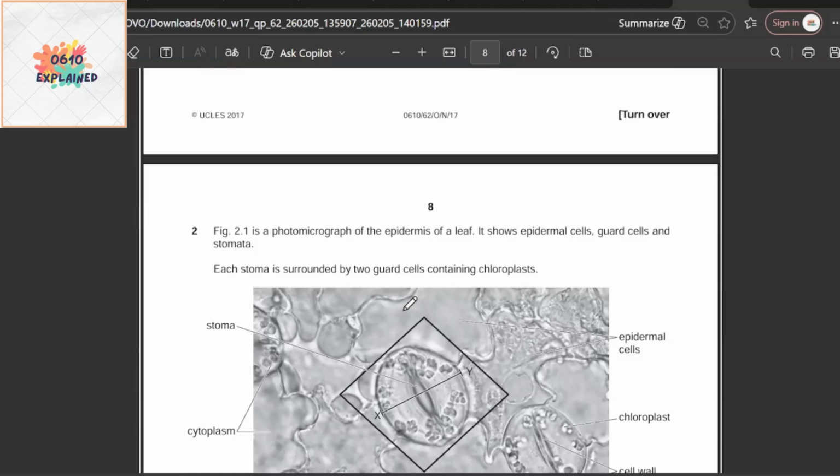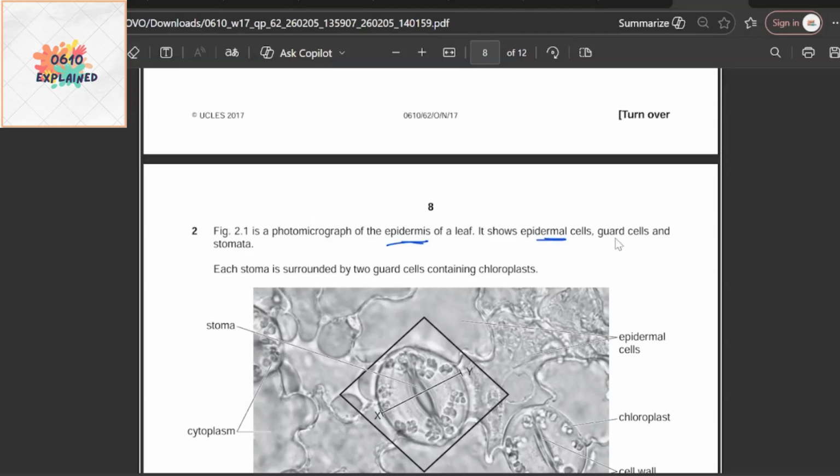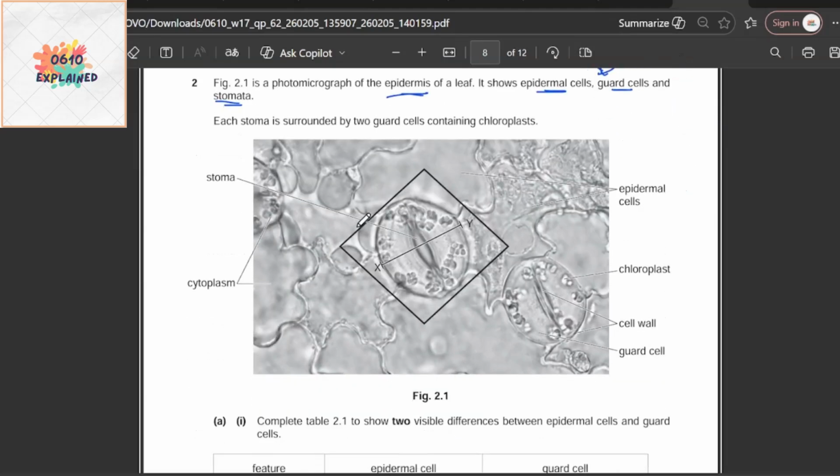Moving ahead in the question, figure 2.1 is a photograph, a micrograph of an epidermis of a leaf. It shows epidermal cells, guard cells, and the stomata. If we remember, the epidermal cell is the outermost part. Guard cells are the ones which control the opening and the closing of the stomata. They are bean-shaped structures, and the stomata is the gap which is present over here in between two guard cells. Each stoma is surrounded by two guard cells.